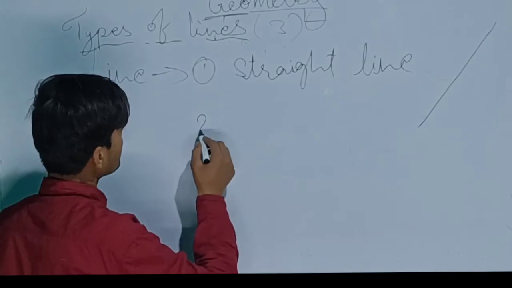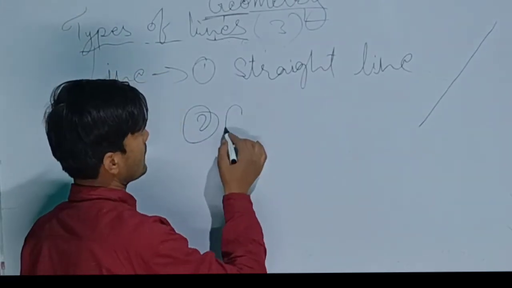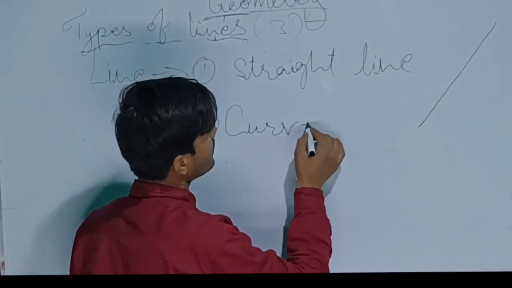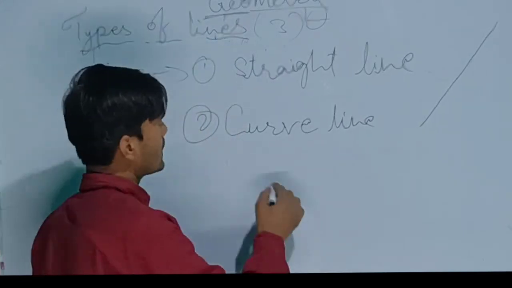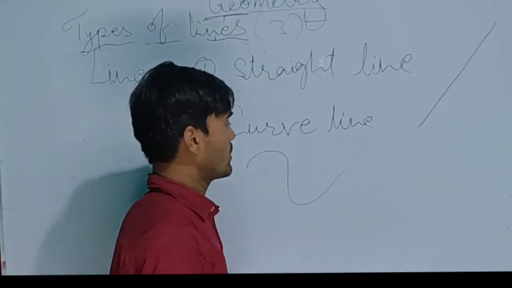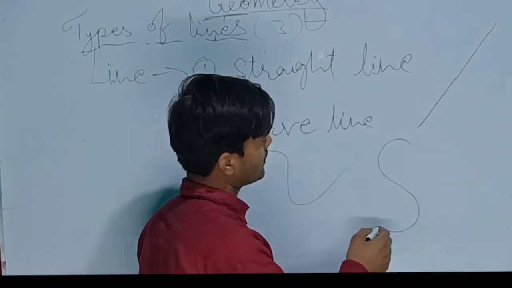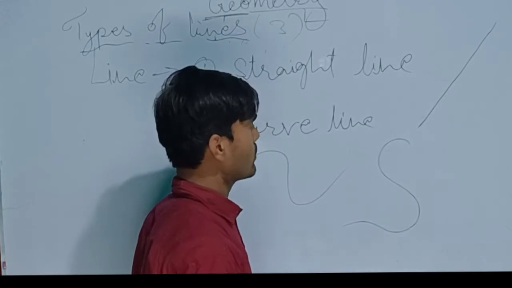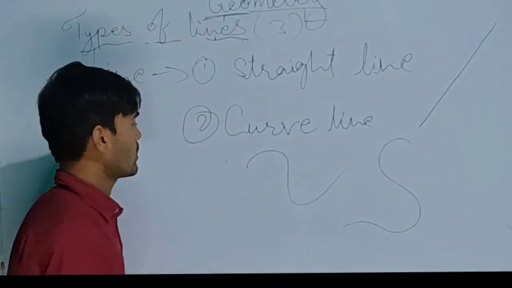Then the next one is the curved line. Curved line means this one. The bended shape is known as a curved line. We have seen roads like this, yes or no? This becomes a curved line. This is an example of a curved line.